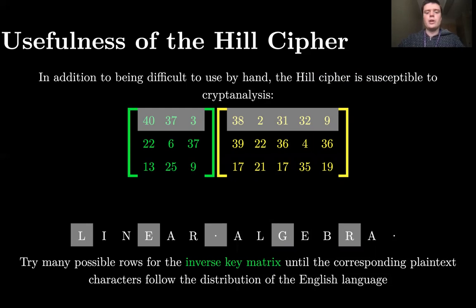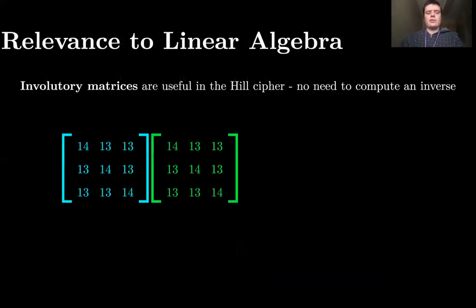So what you can do is, if the message is long enough, you can try a bunch of possible values for just this row of the inverse key matrix, and keep trying values until you get a row that results in the highlighted characters of the plaintext matching the character distribution of the English language. So a lot of E's and T's and other common letters. So the Hill cipher isn't that useful in real applications, but it is still relevant in linear algebra.